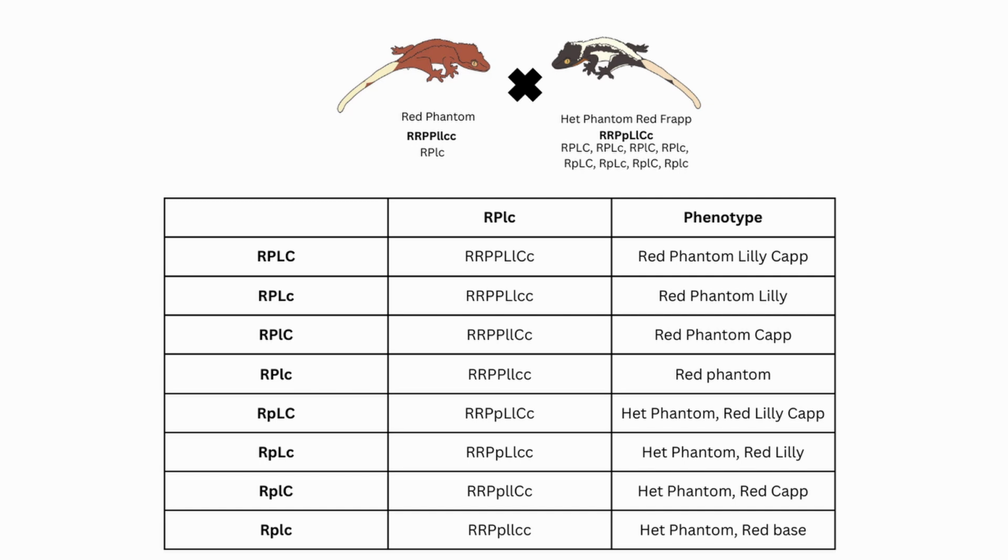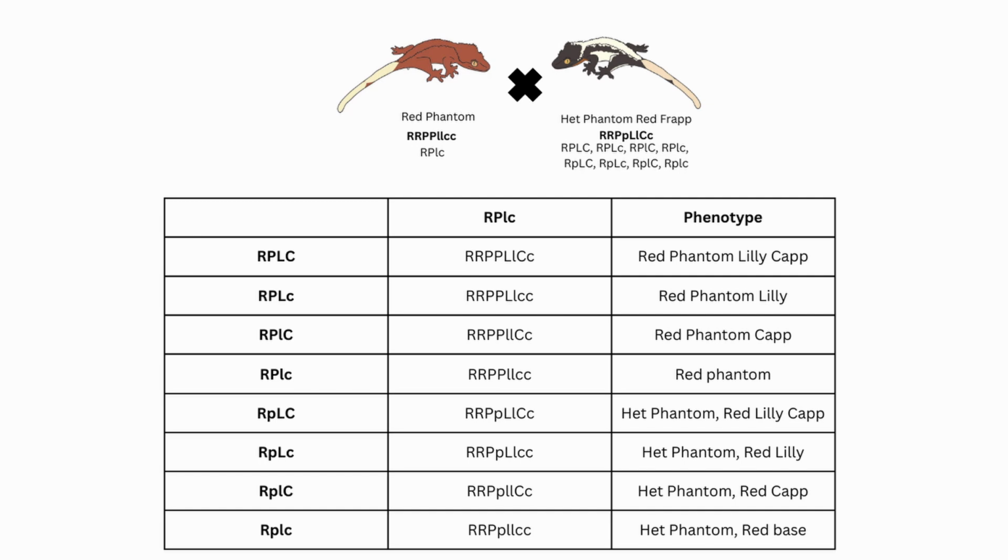The possible kids that we're going to have from this pairing are a red phantom frappuccino or lily and cap, a red phantom lily, a red phantom cap, a red phantom, a heterozygous phantom red lily cap, a heterozygous phantom red lily, a heterozygous phantom red cap, and a heterozygous phantom red base.